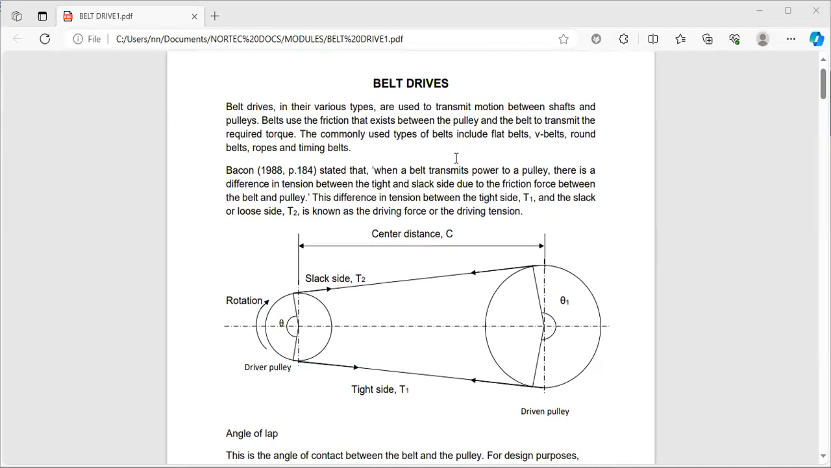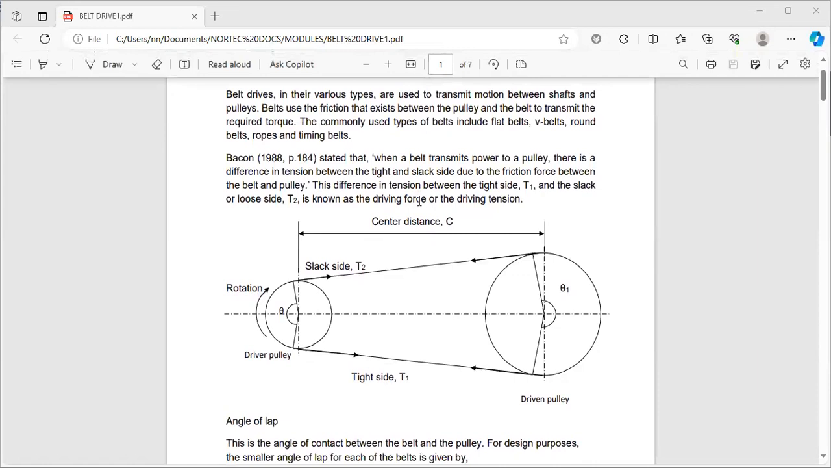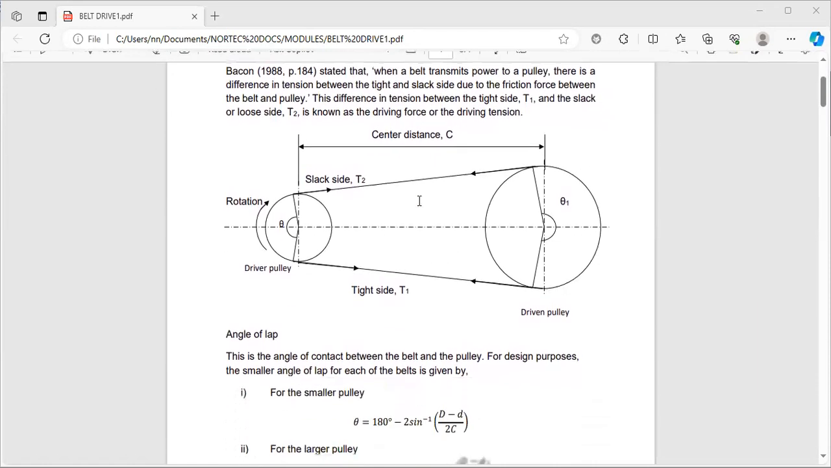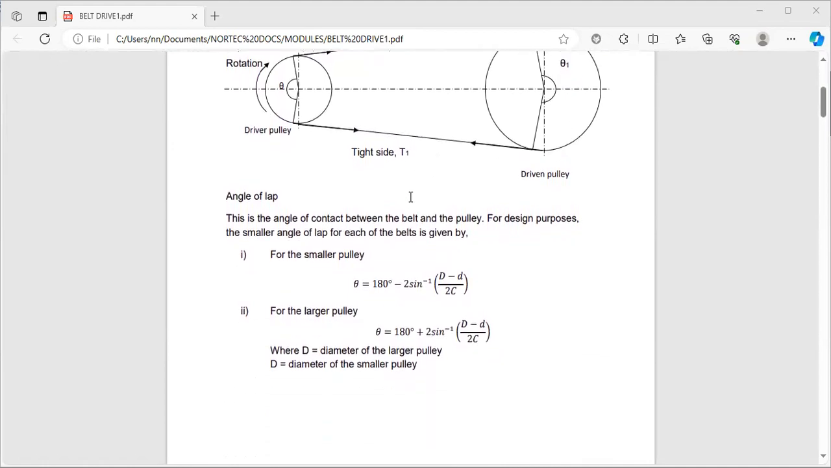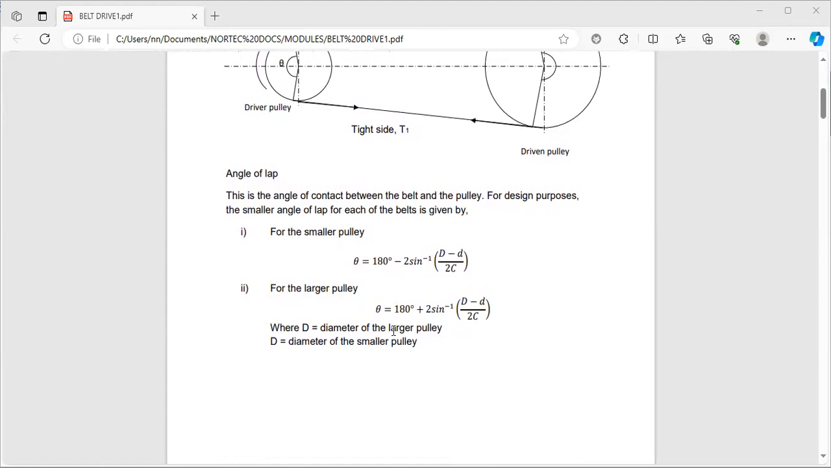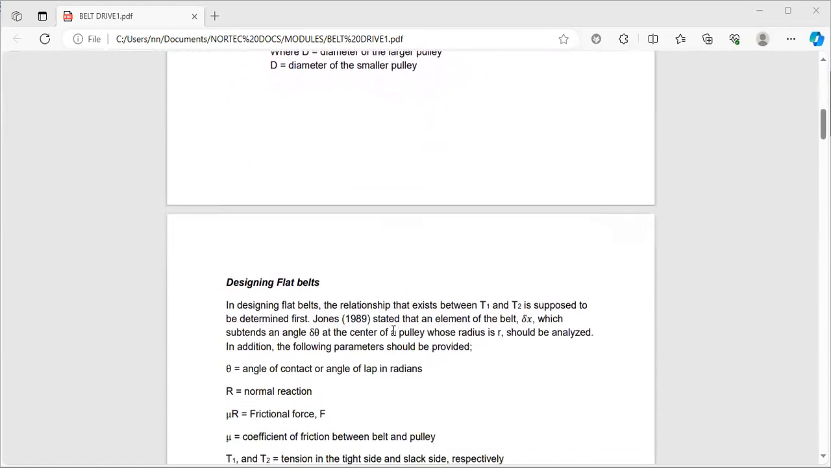You can use the dimensions provided, like center distance and the diameters of the two pulleys, to calculate the total length of the belt. So that is what this is all about. And there, the most important one you need to find is the angle theta. Once you get theta, then you can proceed with the rest of the calculation.